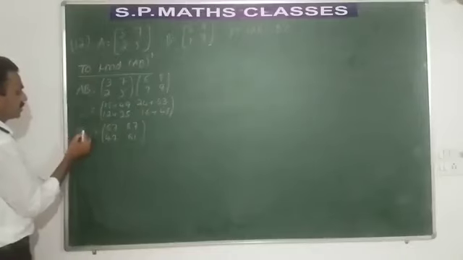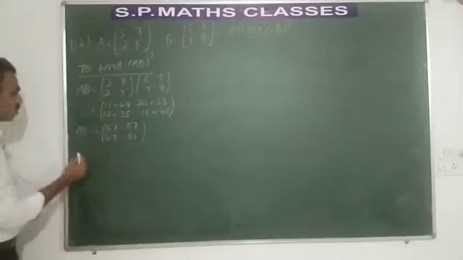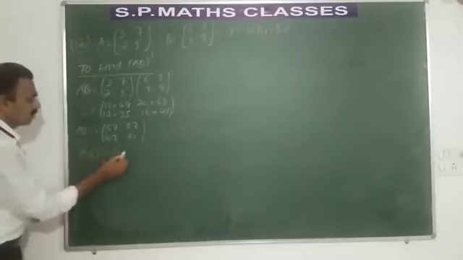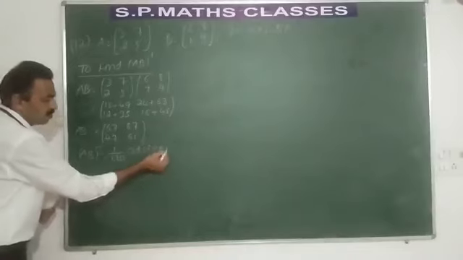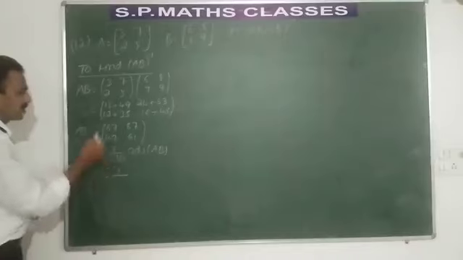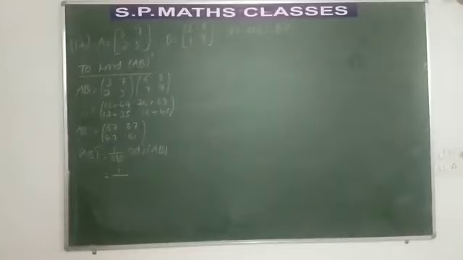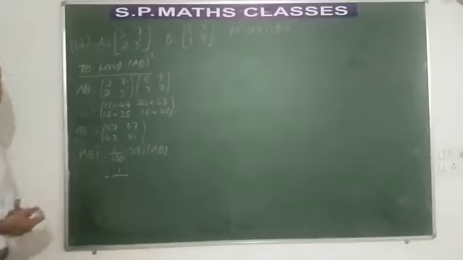That's what AB is. Now you have to find out AB inverse. So AB inverse is got by 1 by determinant AB into adjoint of AB. This is what the formula is. So let us find out determinant AB. What is determinant AB? 67 into 61 minus 87 into 47. You need to calculate what is AB.